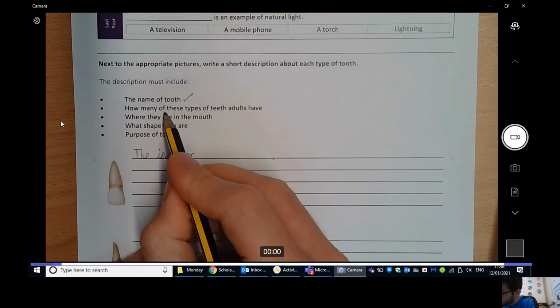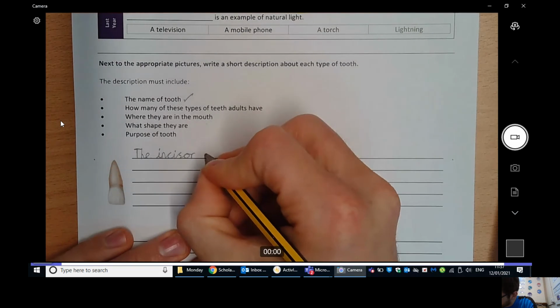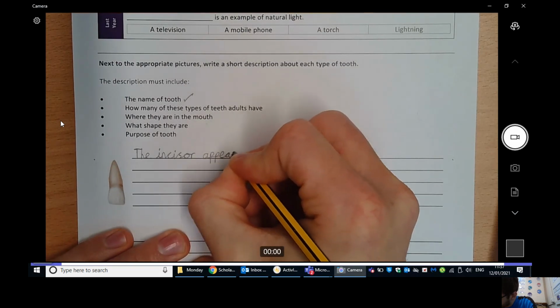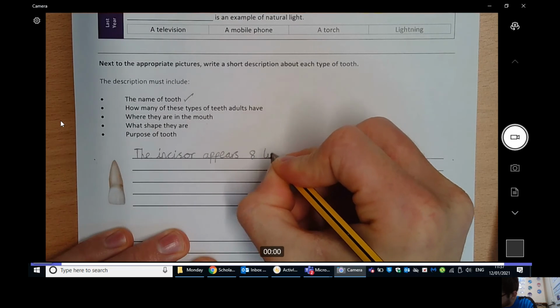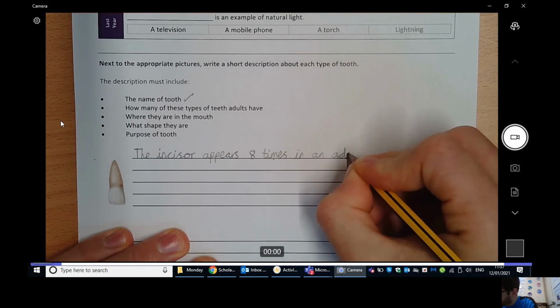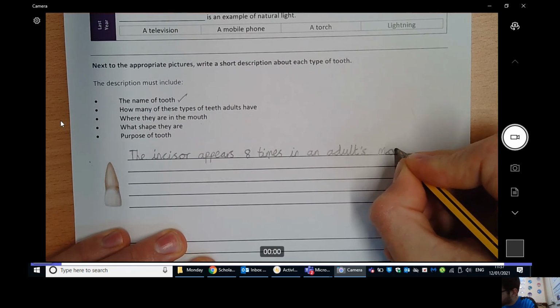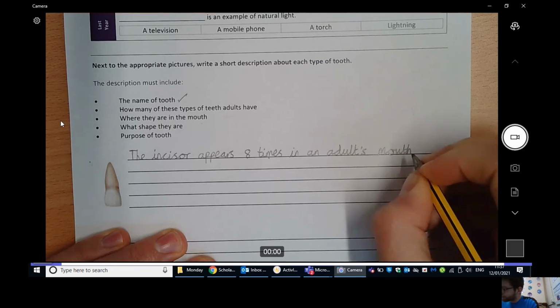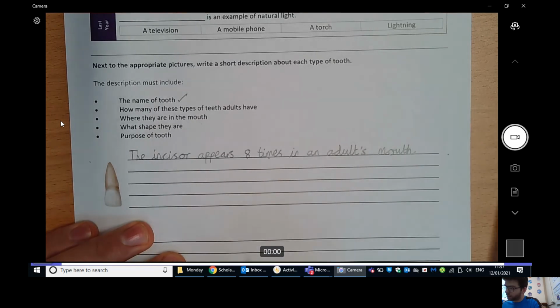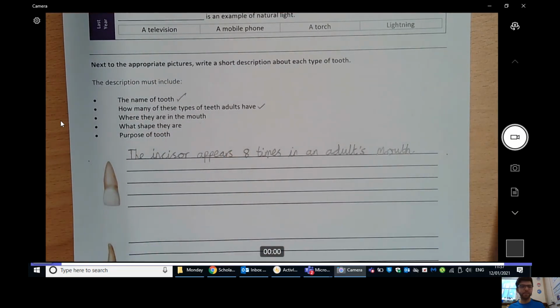We need to mention how many of these types of teeth adults have. Well, how many incisors do we have? I remember we've got 4 at the top and 4 at the bottom, so we've got 8. The incisor appears 8 times in an adult's mouth, full stop. So I've now mentioned how many of these teeth we have. What's next on the checklist, can you see?